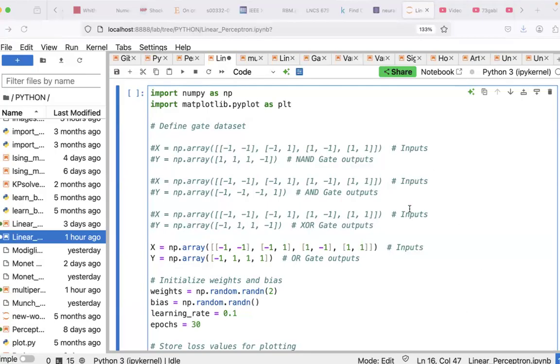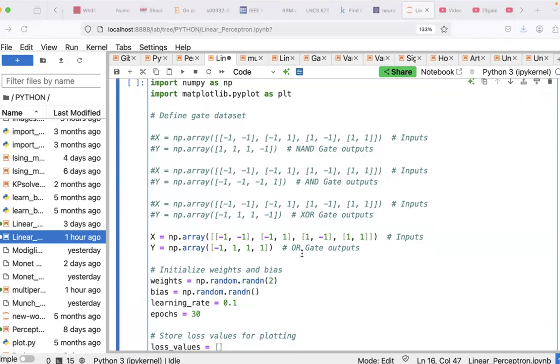Okay, I want to go over a Python implementation of training a linear perceptron to model a Boolean gate. This is the Jupyter notebook that you're going to find under Canvas.